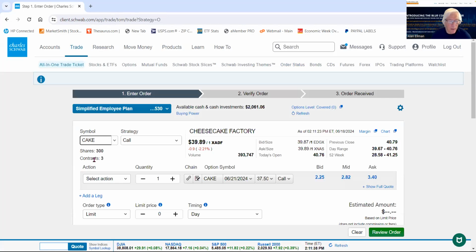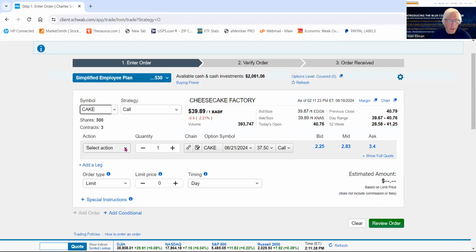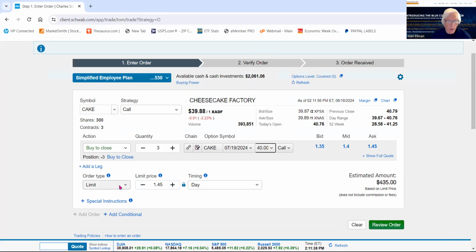We go back to cake, and we want to do a buy to close. How many contracts? 3 contracts. What was the expiration date? 7/19. What was the strike? 40 strike. Okay. And what is the limit order? What is 20% of $1.30? Come on, you could figure it out, folks.